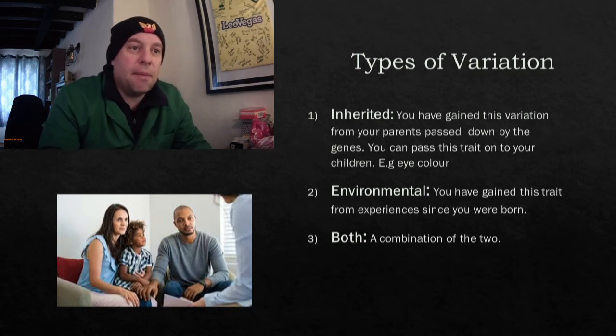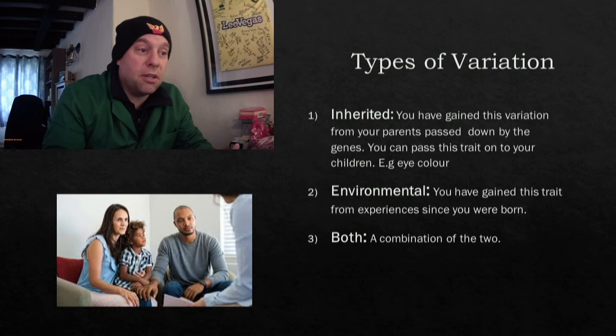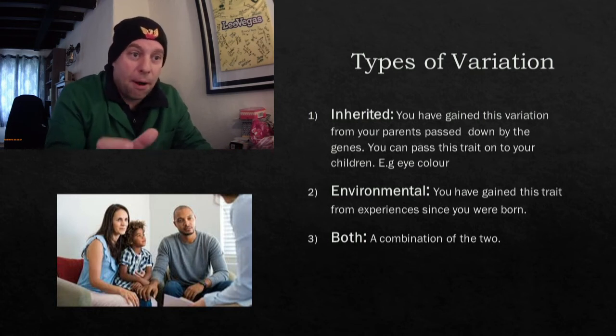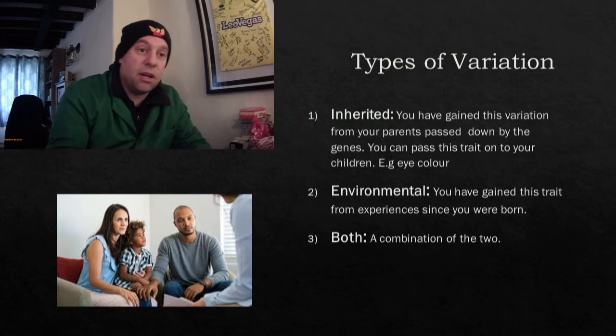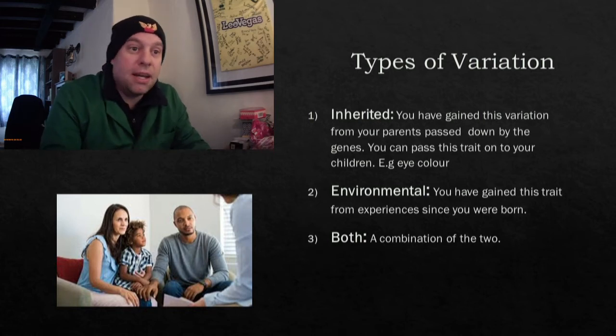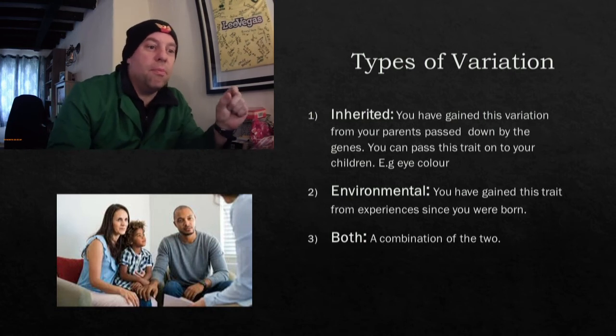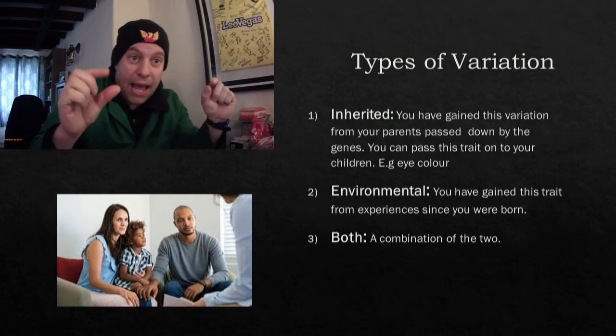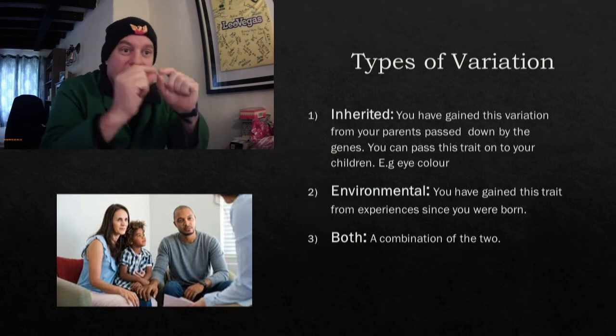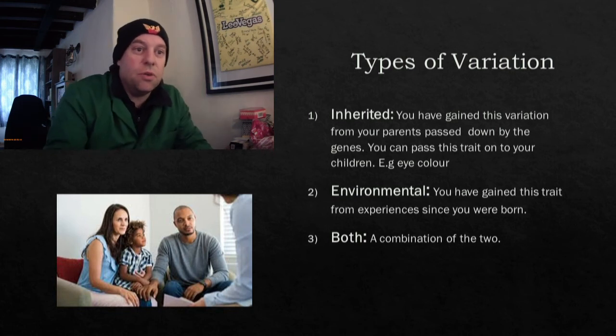The first type is inherited. An inherited variation is one that you have gained from your parents. They've passed it on to you via their genes. Now, if you remember, genes are part of the DNA inside the nucleus of a cell. When you were formed, the nucleus from the sperm met the nucleus of the egg and combined, and in that contained the information that has made you you.